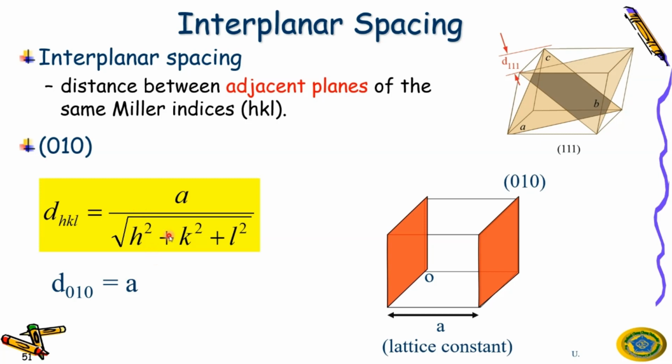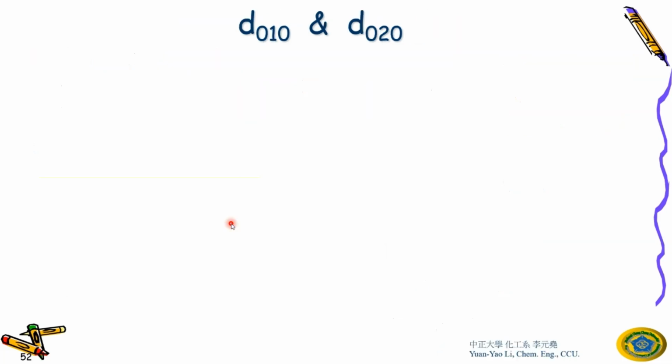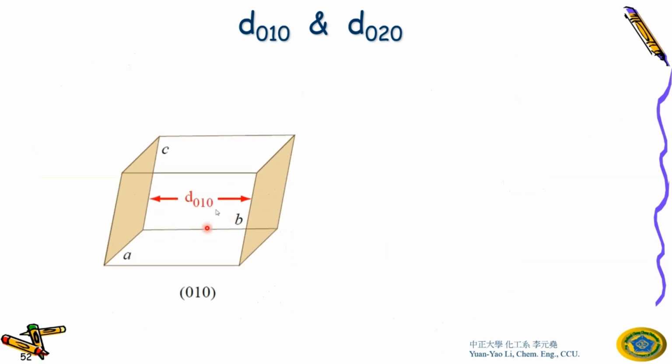That will be 111, so d_111 will be equal to a divided by root 3. Right? Root 3. That's the answer I want in your final exam. Okay, so I give you some examples. For example, this (011), we just talked about this, right?